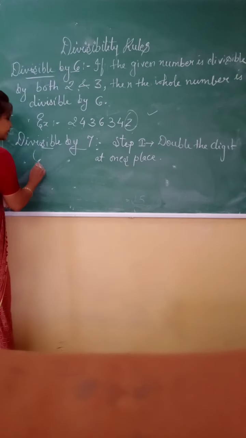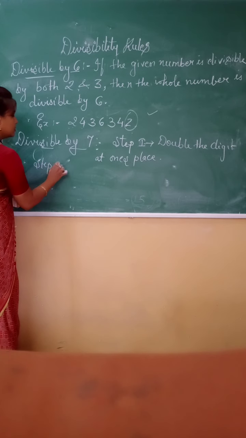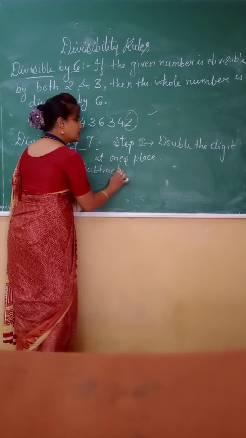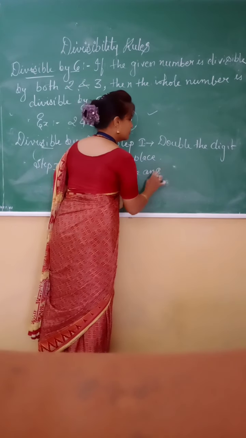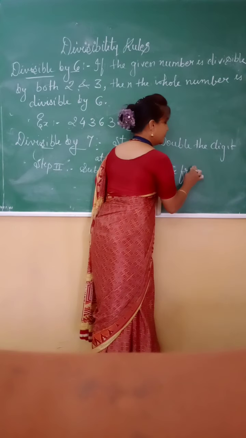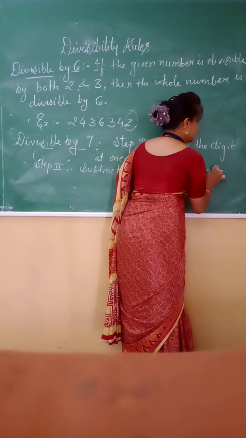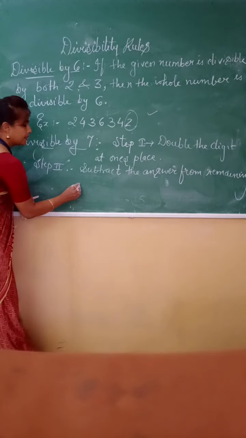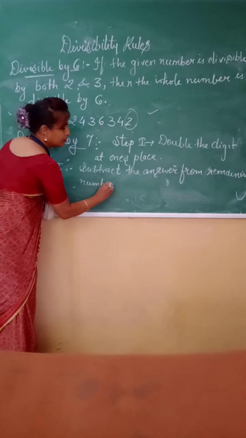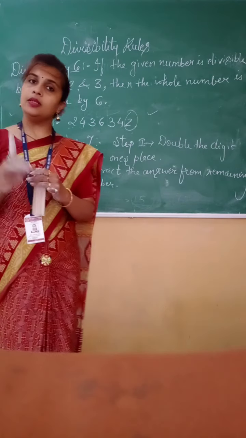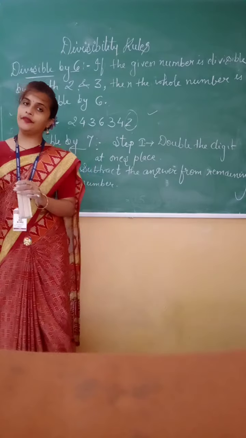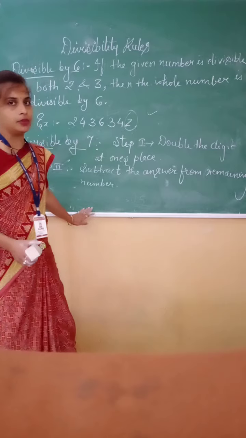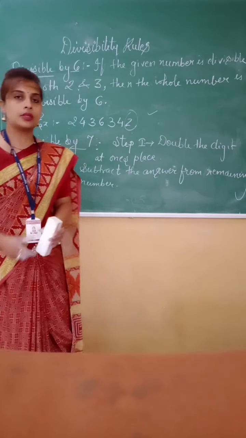After that, second step is now subtract the answer from remaining number. First of all, double the digit at one's place. After doubling the digit at one's place, subtract the answer from the remaining number. जो remaining number है उसमें से हम आंसर को subtract करेंगे.